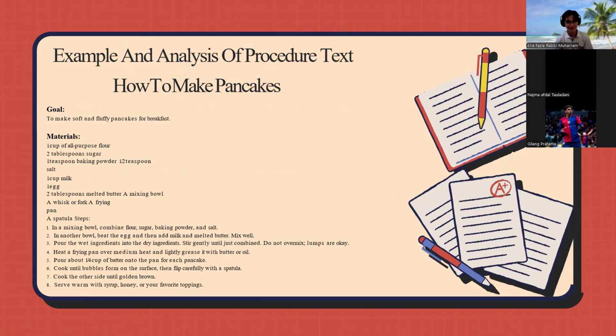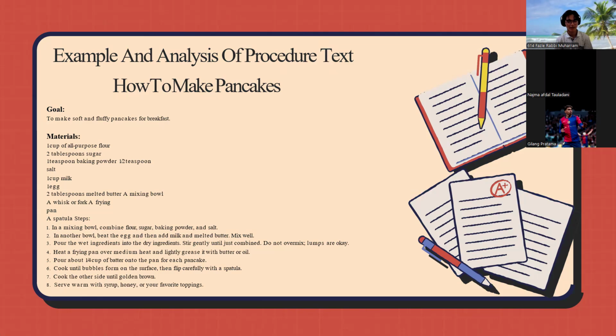Alright, example and analysis of procedure text. How to make pancakes. The goal is to make soft and fluffy pancakes for breakfast. For the materials: 1 cup of all-purpose flour, 2 tablespoons sugar, 1 teaspoon baking powder, 1/2 teaspoon salt, 1 cup milk, 1 egg, 2 tablespoons melted butter, a mixing bowl, a whisk or fork, a frying pan, and a spatula.